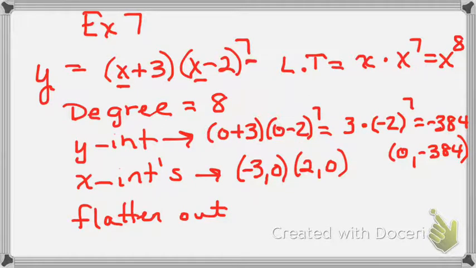Okay, so out of those x-intercepts, do either one of them flatten out? The 2 doesn't. This one flattens out because it's got a high power on it, right? Okay, so the only one that flattens out is the 2, 0.